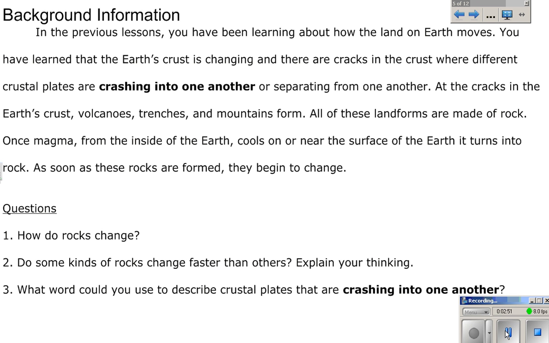Before we move on, let's think about 3 questions. Question number 1, how do rocks change? Question 2, do some kind of rocks change faster than others? Explain your thinking. Question 3, what word could you use to describe crustal plates that are crashing into one another? You can go ahead and pause the lesson to answer these questions. You can also review by rewinding this video to see if it can help you answer these questions, or if you need to look in previous lessons to help you answer these questions.